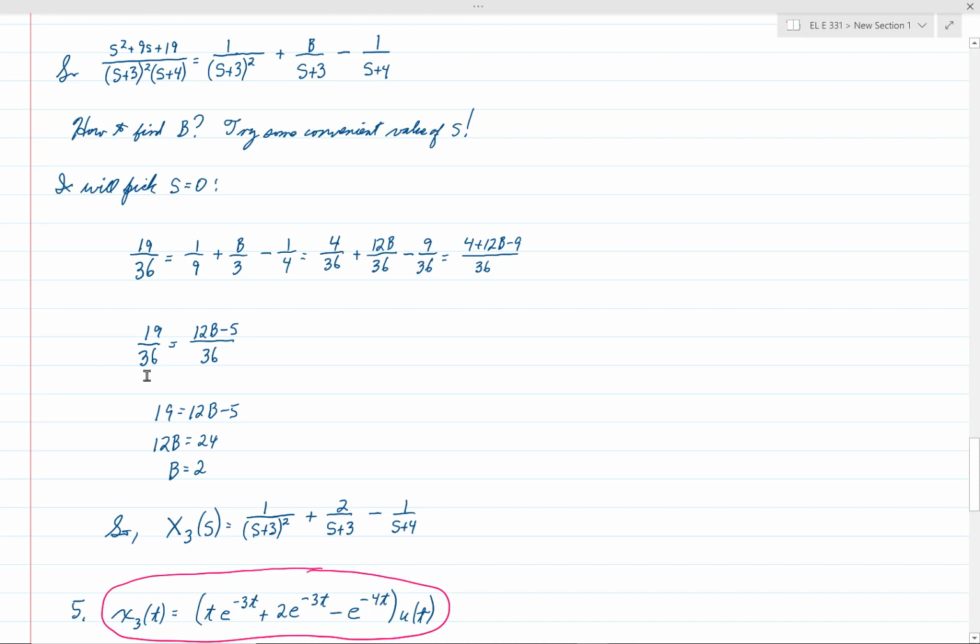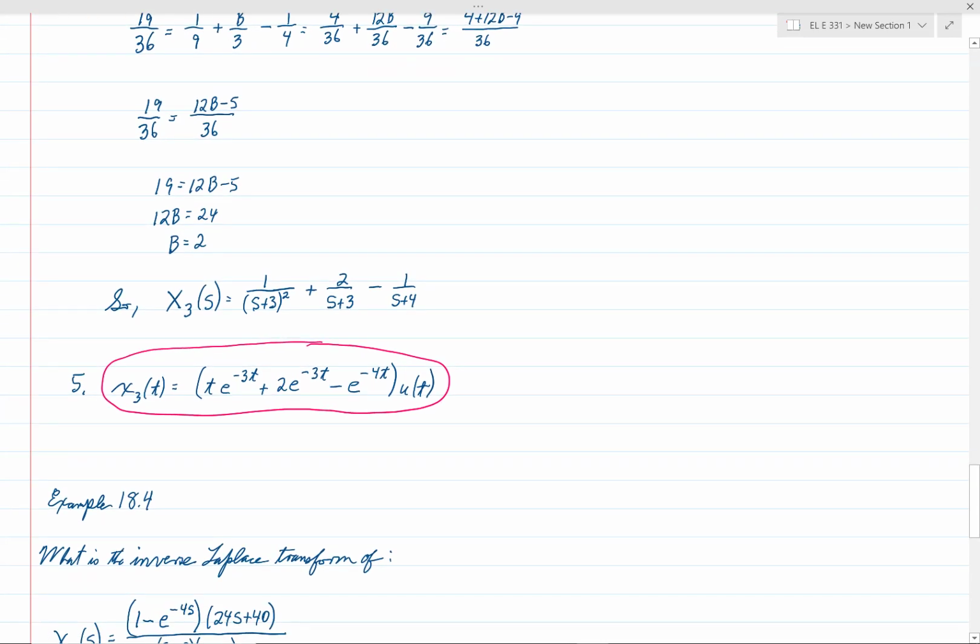So we have 19 over 36, that's the left-hand side, is equal to this, which is (12b - 5) over 36. So 19 is equal to 12b minus 5. Adding 5 to each side, we get 12b is 24, or b equals 2.